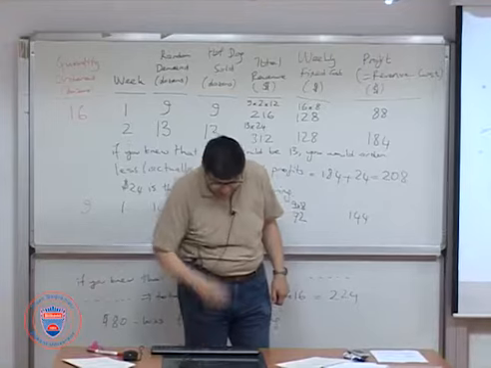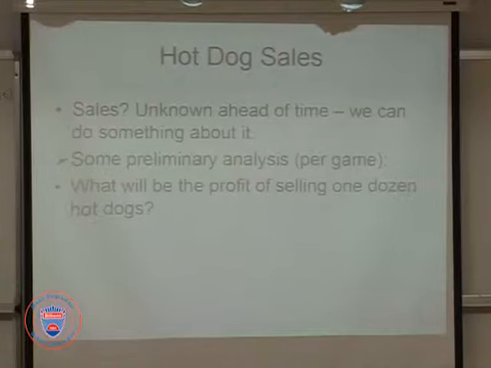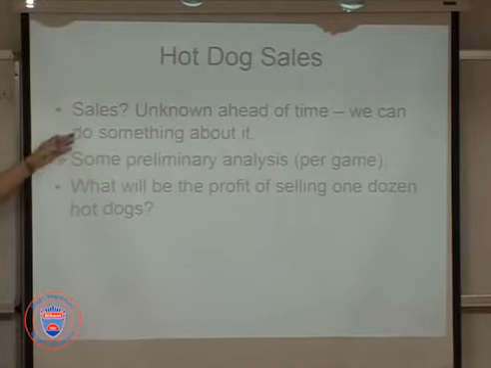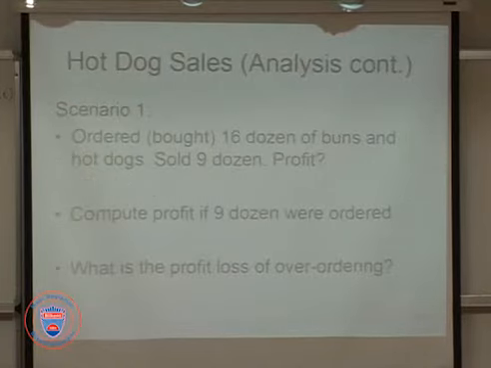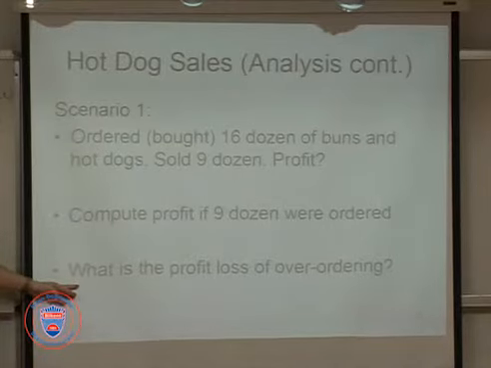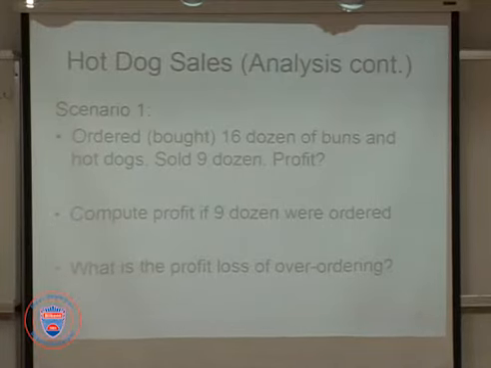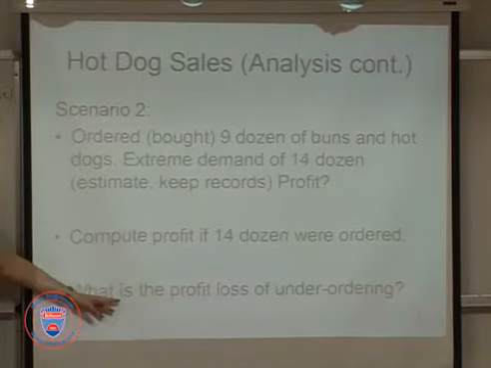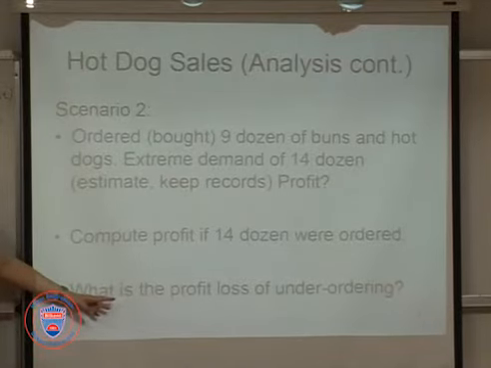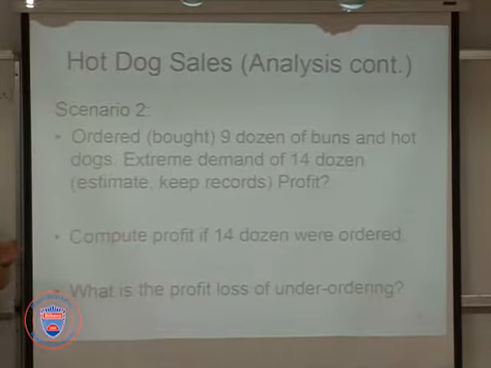Okay. Let's continue with the slides. So sales, it's unknown ahead of time. We can do something about that. This is something that I already talked about. And you might have a scenario where you have over-ordering. Or you might have a scenario where you have some kind of under-ordering. Now, we know how to compute those if we know the outcome.